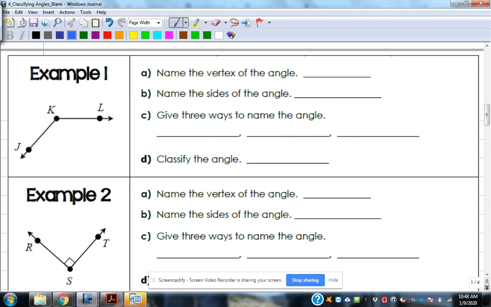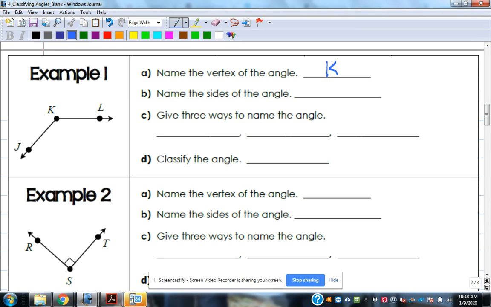So example one there. We got a diagram on the left. It's the only angle in that picture. So part A says name the vertex of that angle. Okay, good job. Name the sides of that angle. What are they though? Rays. Okay, so how do we write rays?